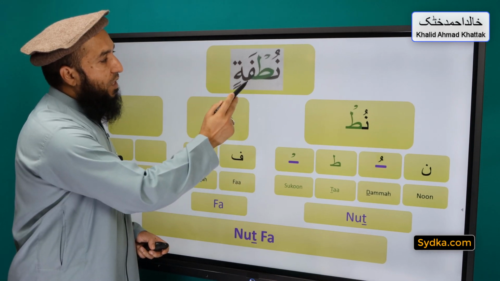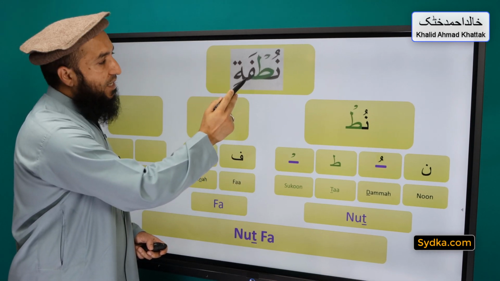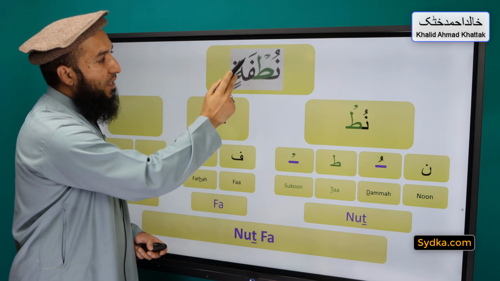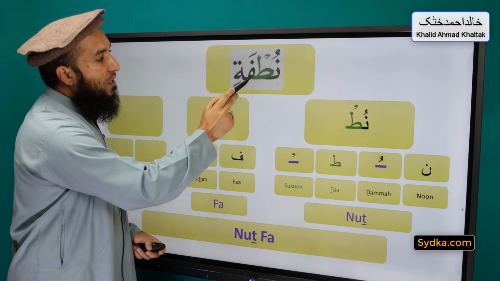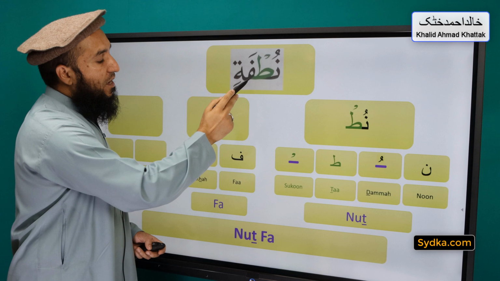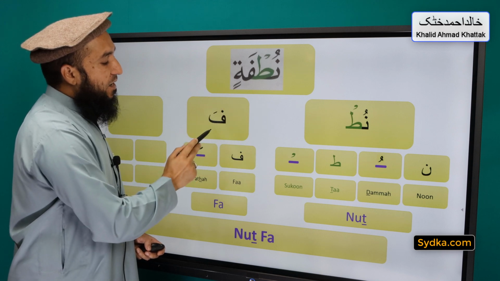The second syllable we have is fa fatha fa. Fa is a light letter, it has fatha on top of it, and it is prolonged for one count. Fa fatha fa.